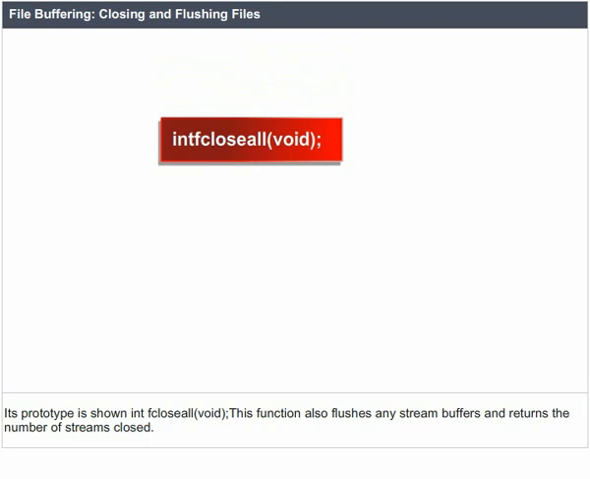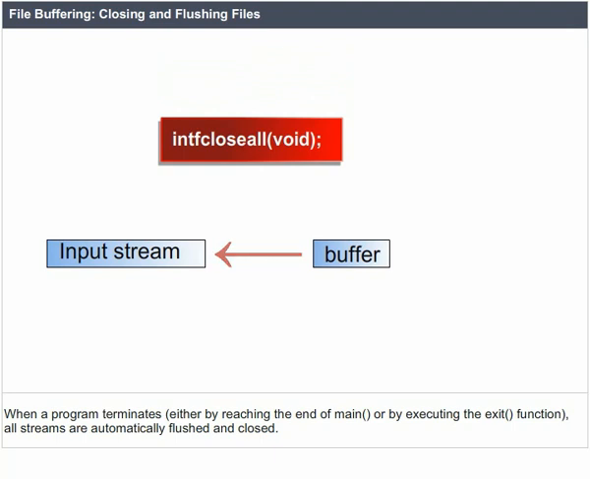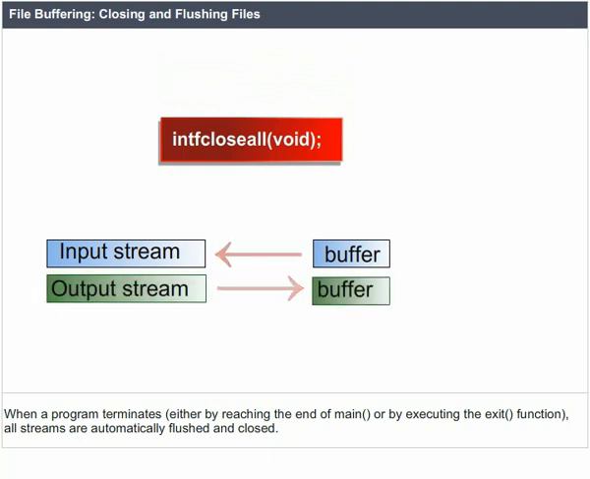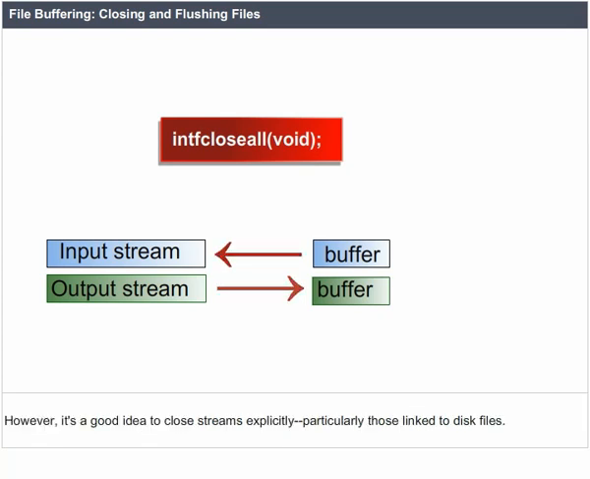When a program terminates either by reaching the end of main or by executing the exit function, all streams are automatically flushed and closed. However, it is a good idea to close streams explicitly, particularly those linked to disk files.